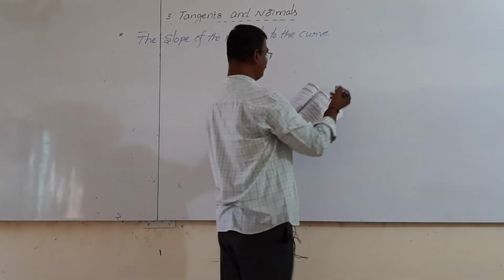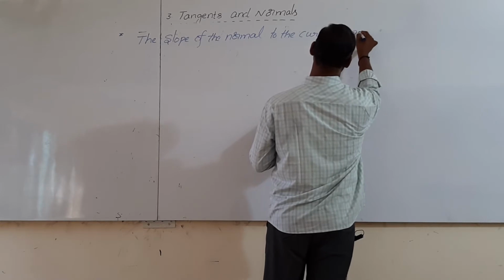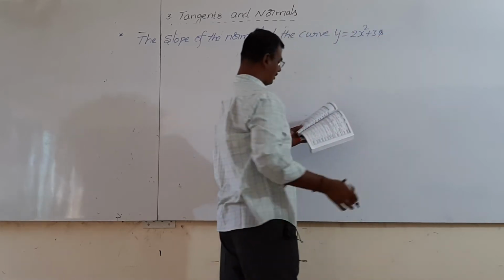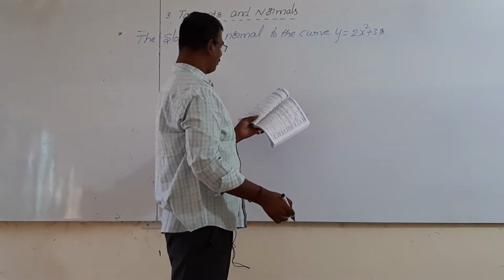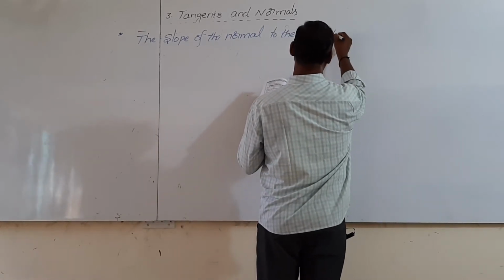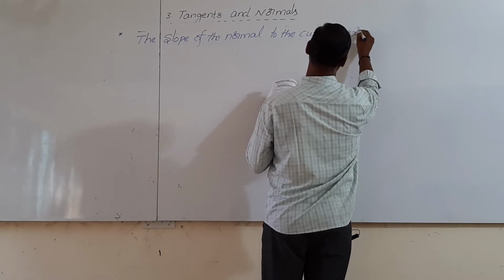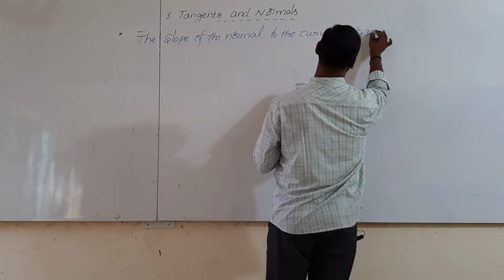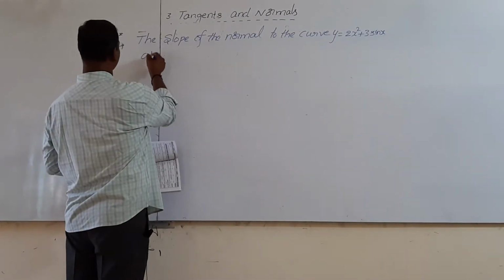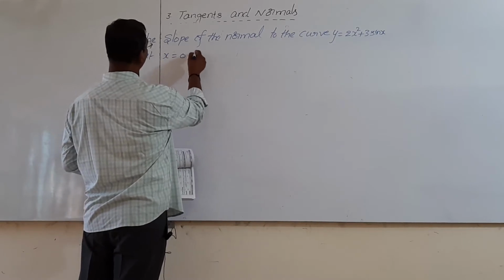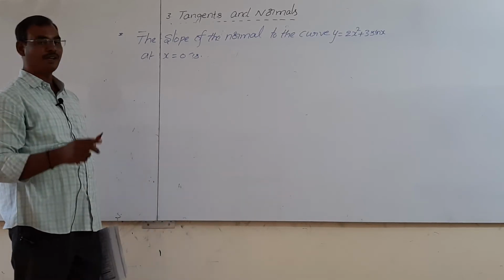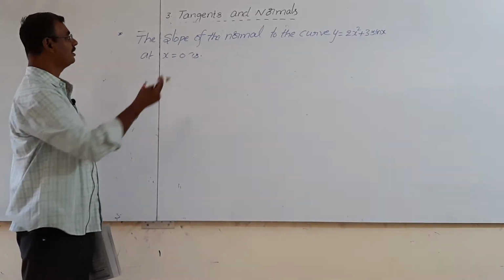y is equal to 2x square plus 3 sin x at x is equal to 0 is. This is the question. What is the slope of the normal? To find the slope of the normal, what is required? Slope of the tangent. Very simple.